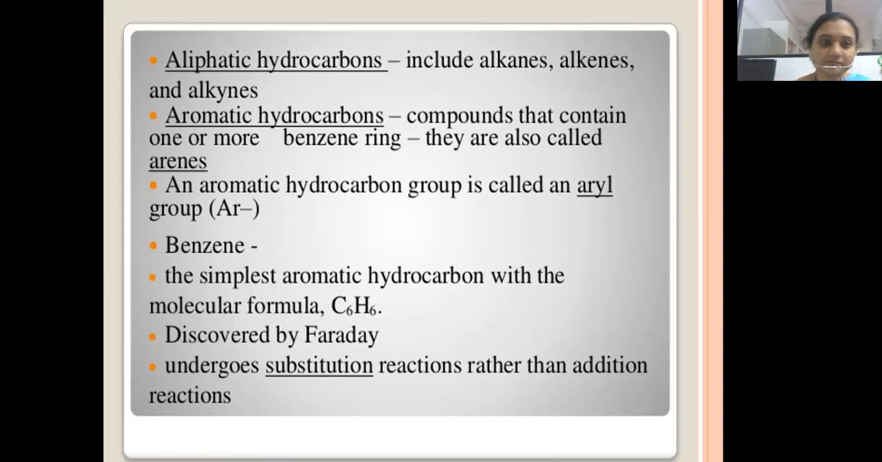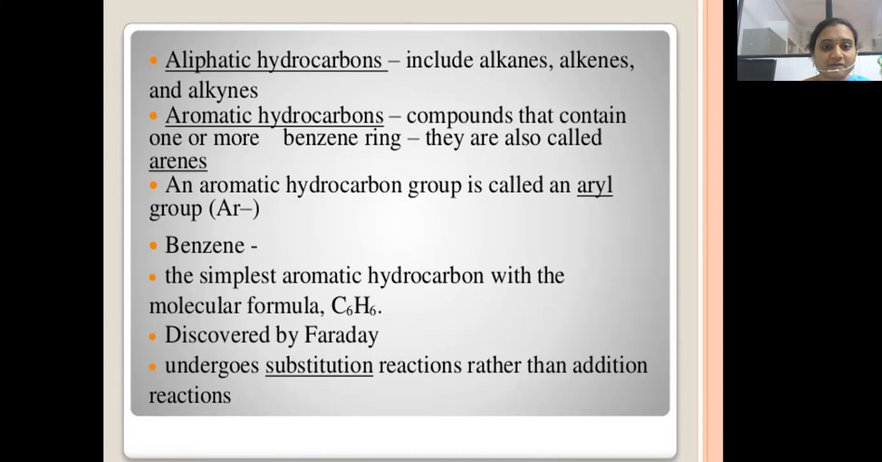Coming to the classification of hydrocarbons, there are two types: aliphatic hydrocarbons and aromatic hydrocarbons. Aliphatic means they contain straight structure, so there is no cyclic structure. These include alkanes: methane, ethane, propane, and ethylene in the case of alkenes. Next, aromatic hydrocarbons contain one or more benzene rings in their structures.